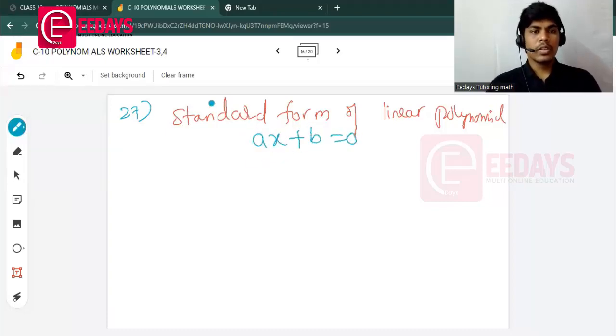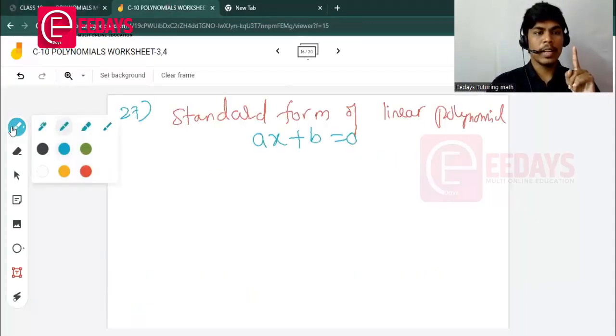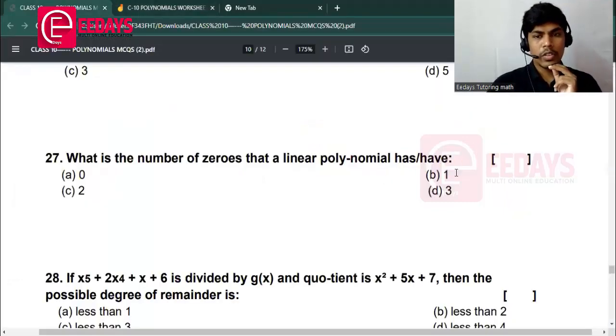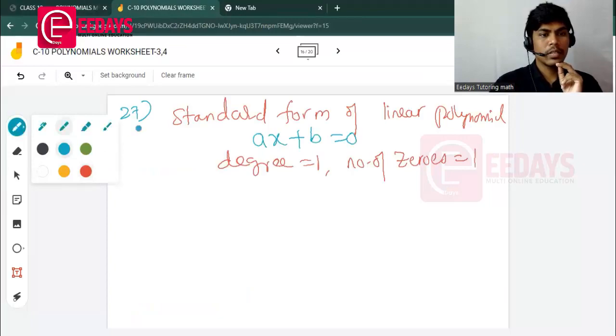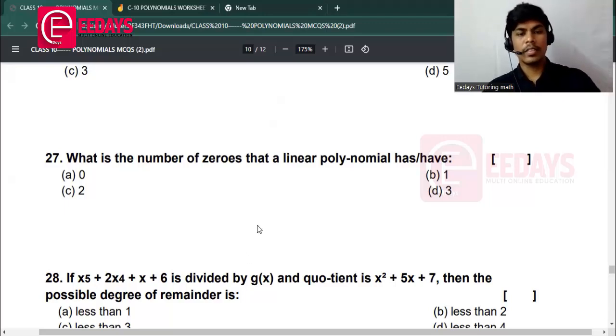Okay. So what is the number of zeros they're asking? How many zeros do we have? For a linear polynomial, the degree is 1. So I'm writing here, degree is 1. So that's why the number of zeros is equal to 1. Okay. So option B is the correct answer. I hope you understand. All right. So that is the answer for the second.